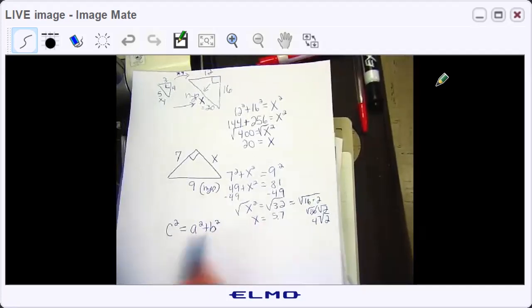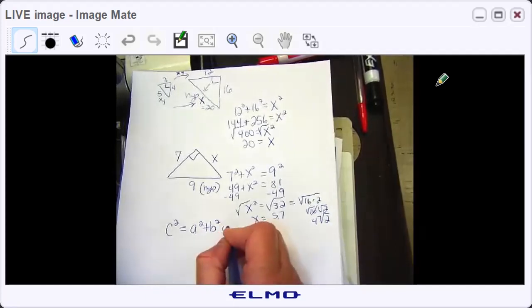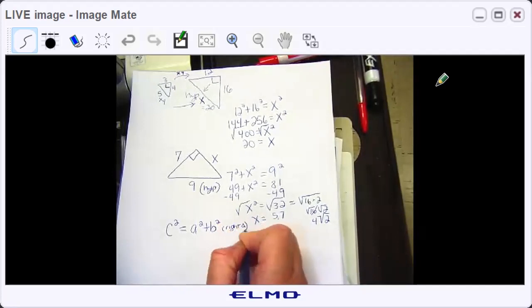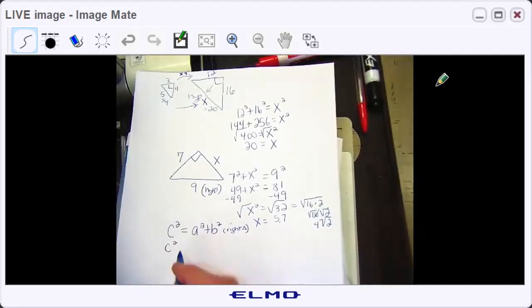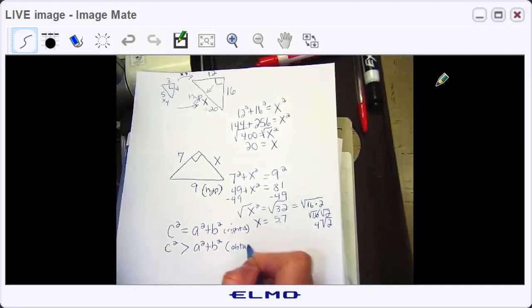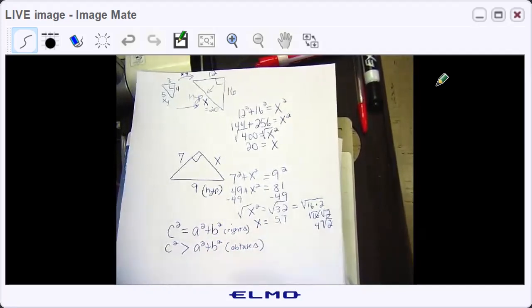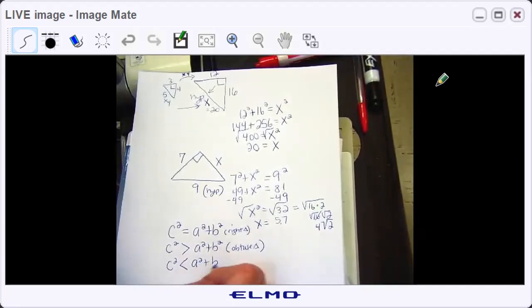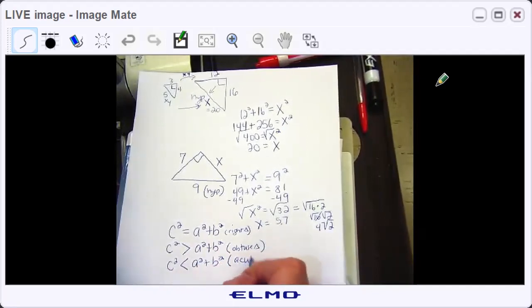So if you put the 3 numbers in, and you put the biggest number here, and it works out equal, it's a right triangle. If you put the numbers in and c squared is bigger than a squared plus b squared, then it's an obtuse triangle. So you can tell me what kind of triangle something is. If c squared is less than, that's the last case, we know it would be an acute triangle.